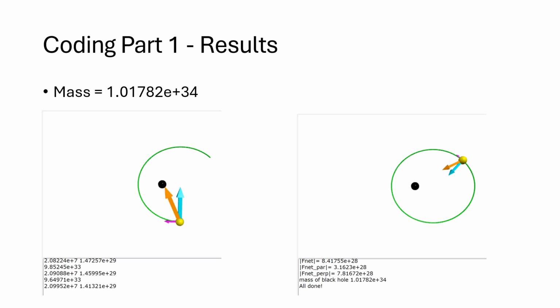The results from this code show that our mass is equal to 1.01782 times 10 to the 34. And here I've attached two screenshots from different points in the code's runtime. This one shows that midway through you can see the difference in forces between these two, and then over here that we have the final calculation of the mass of the black hole.